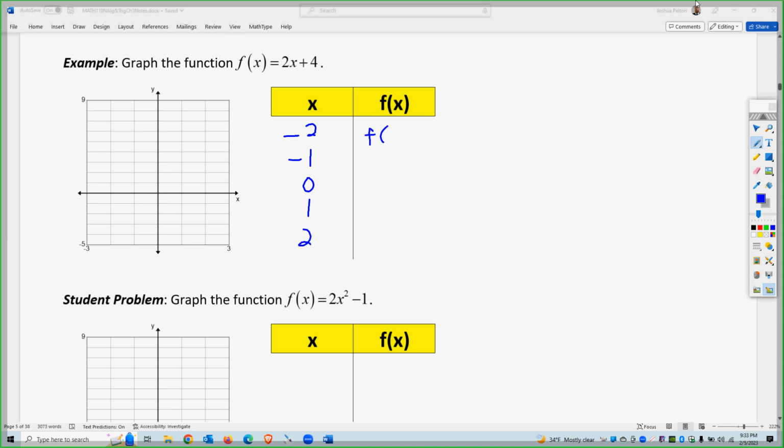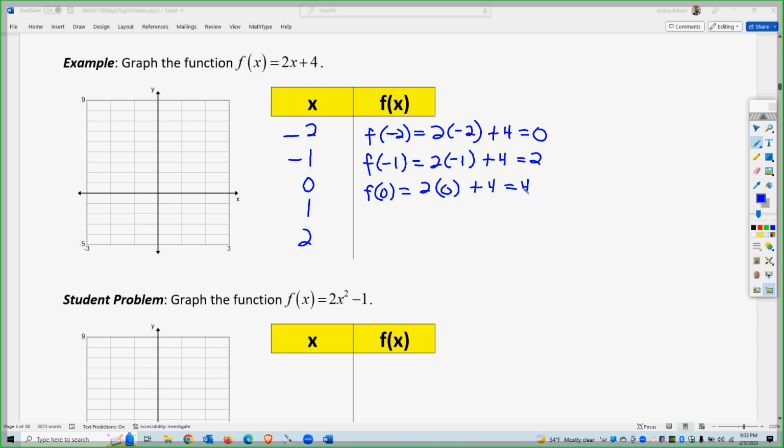So f of negative 2 equals 2 times negative 2 plus 4, which would give me 0. Then I'll do f of negative 1 equals 2 times negative 1 plus 4, which would be what, 2. Then I'll do f of 0, which is 2 times 0 plus 4, which is 4. Then I'll do f of 1, which is 2 times 1 plus 4, which is 6. And then f of 2 is 2 times 2 plus 4, which is 8, which doesn't always fit in the graph, but you never know.